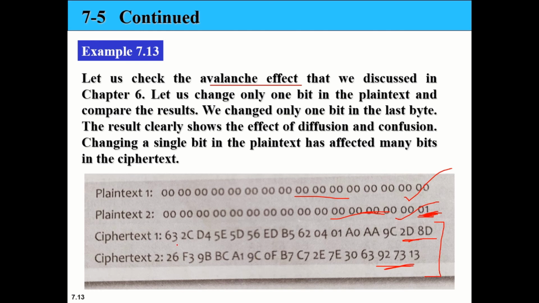You can see that it gives you a very good avalanche effect, wherein it creates the confusion and diffusion in a very good way.